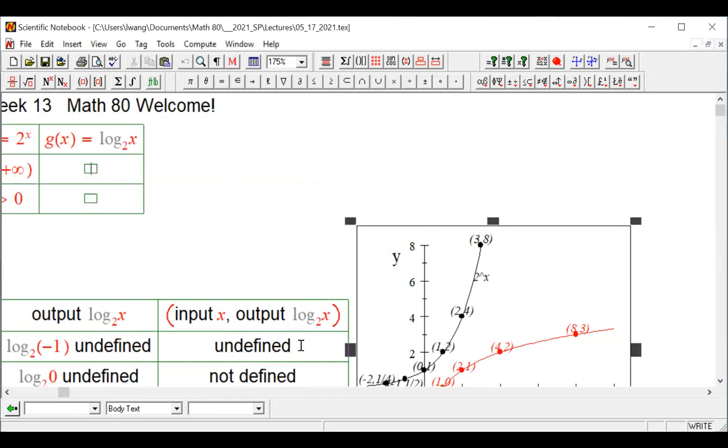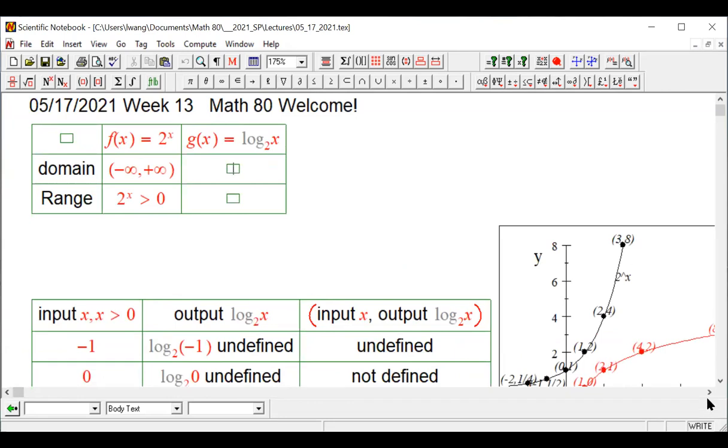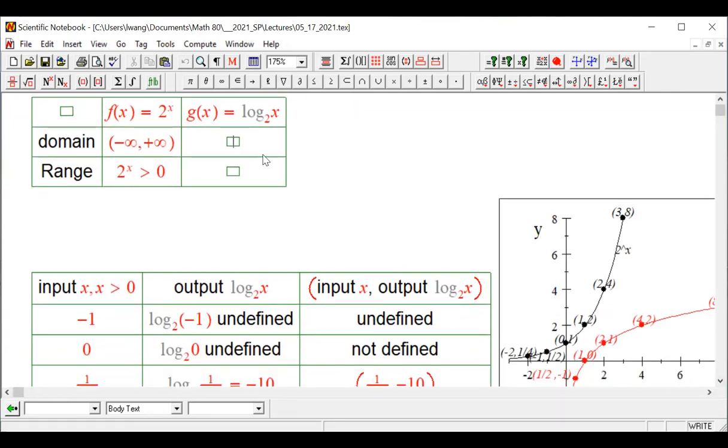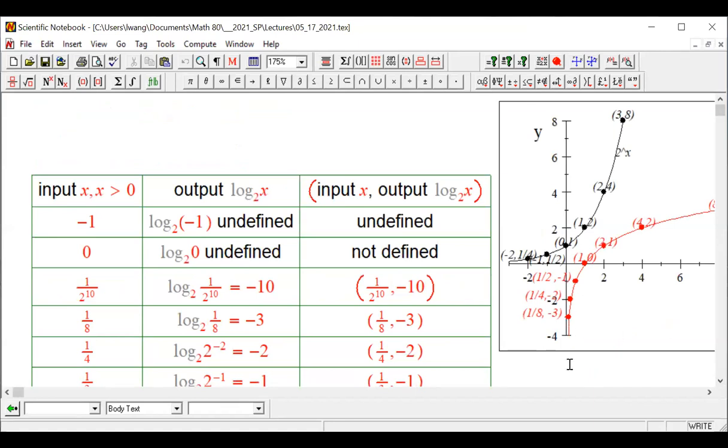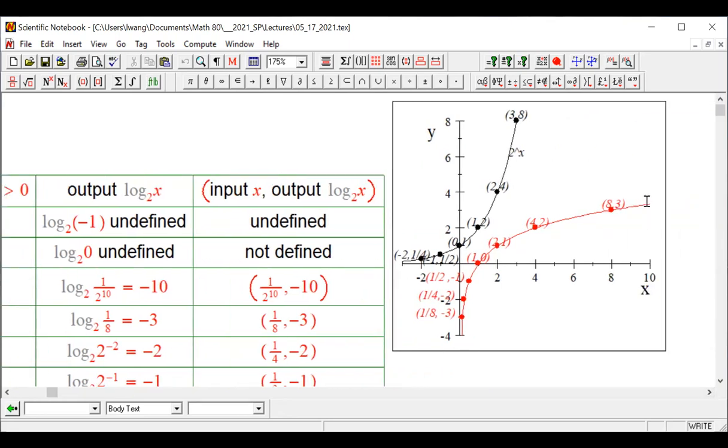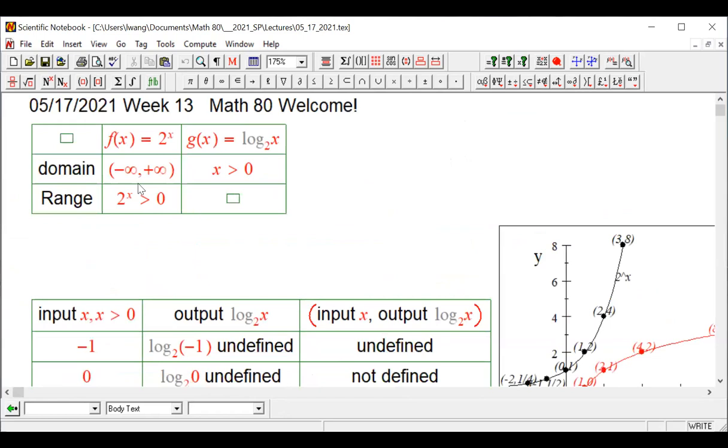So let's go back to the table here. We still see the curve, right? The domain for log base 2 of x cannot be negative, and it cannot be 0. The domain must be greater than 0. And look at the range of the red. It can go as low as possible. It can go as high as possible, even though it goes high slowly, but it will get there. So the range for log base 2 of x is all real numbers.